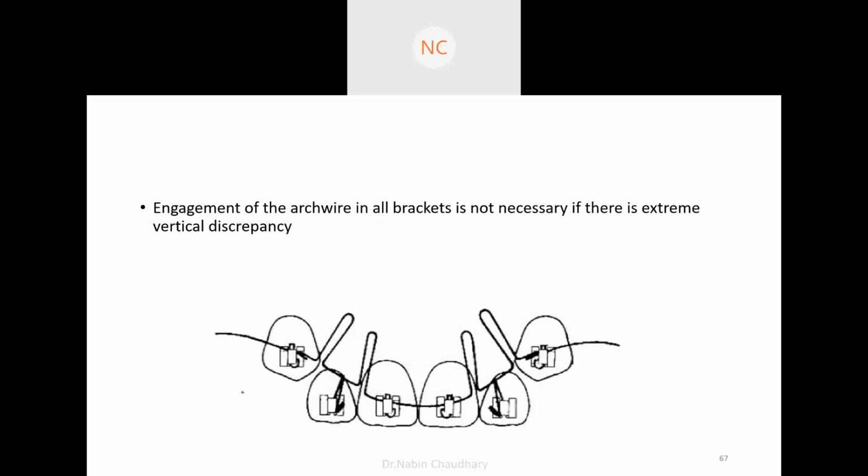And when there is severe discrepancy in the vertical direction, the initial engagement of the arch wire in all the teeth is generally not necessary. And when the discrepancy is not significant, then only we can apply the arch wire in all the teeth. So, for example, in this figure, the discrepancy between the canine and the lateral incisor is significant. So the lateral incisor has not been ligated initially.